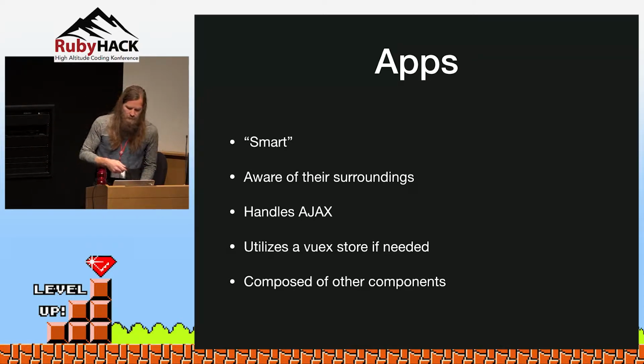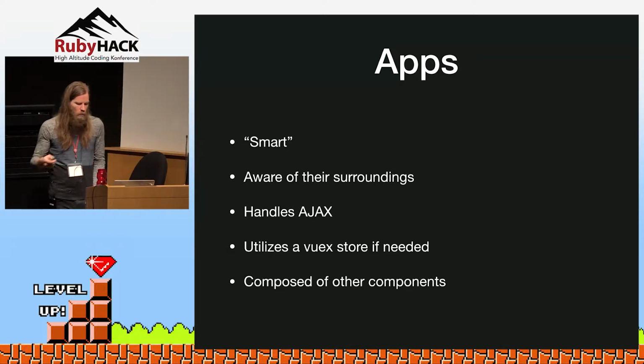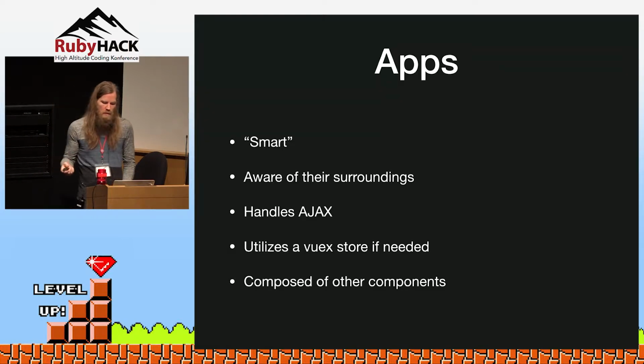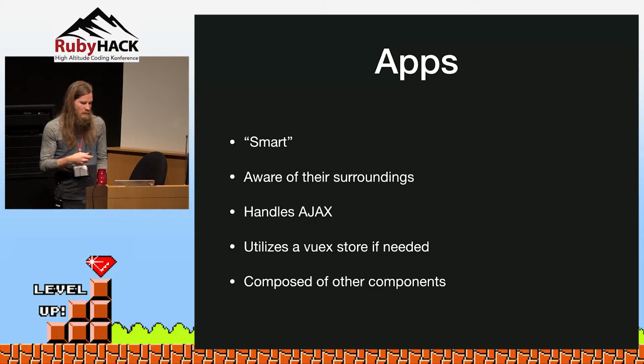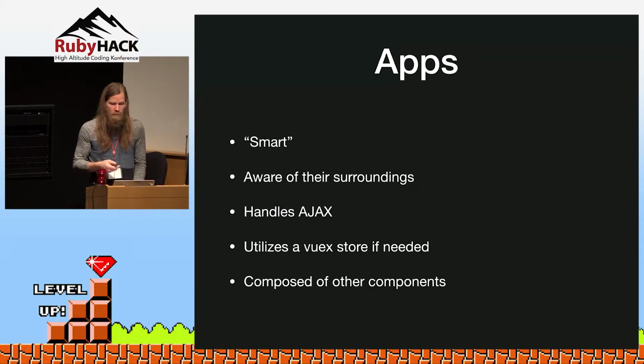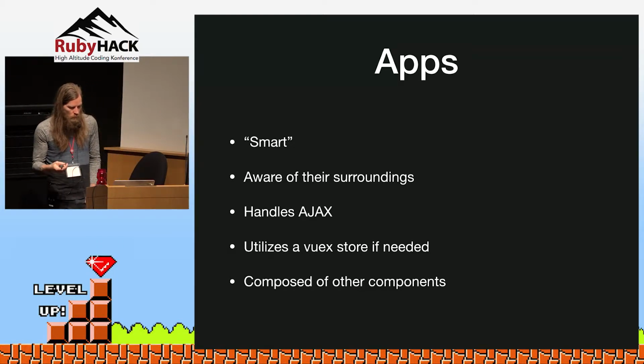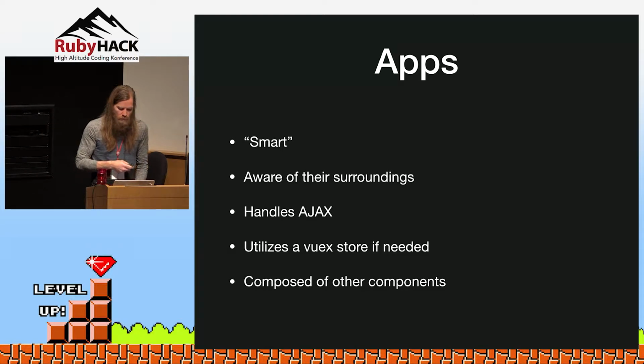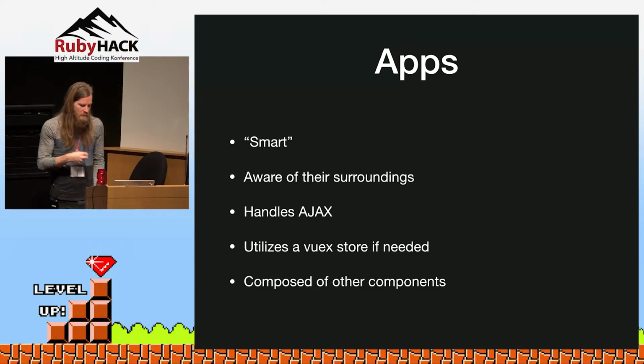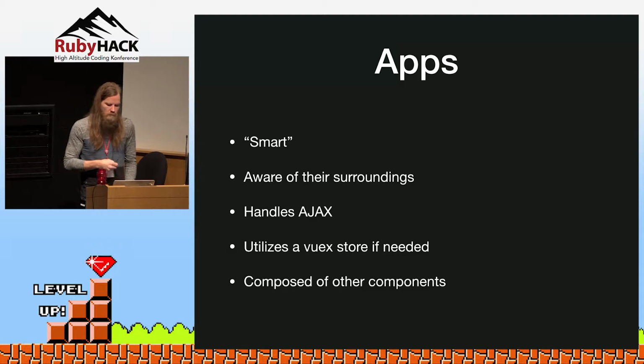We think of apps as smart, aware of the world around them. They handle more business logic focused tasks like Ajax. If an app is complex enough that it might benefit from using something like a Vue store for state management, it would be an app that deals with that.